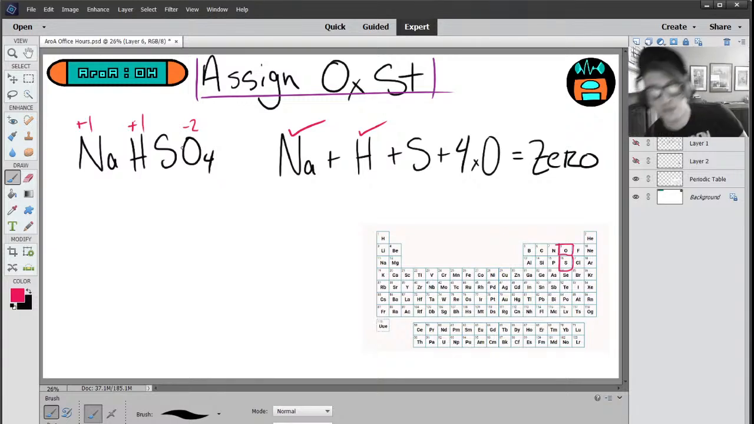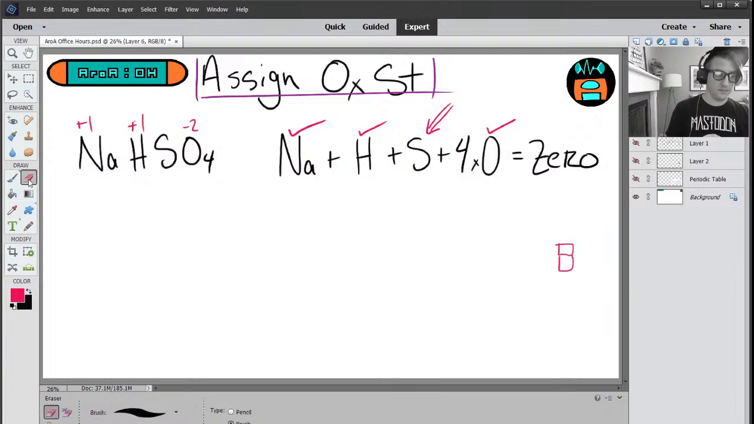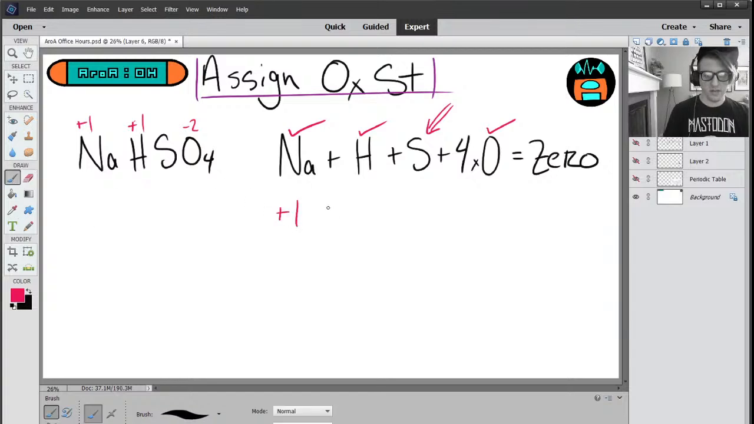Now you'll notice that we have sodium, we have hydrogen, we have oxygen. We can solve for the oxidation state of sulfur. All right, so let's get to work. We have sodium is +1 plus hydrogen, which is also +1, plus sulfur plus 4 times the oxidation state of oxygen, which is -2. All of these add to our total ionic charge of 0.